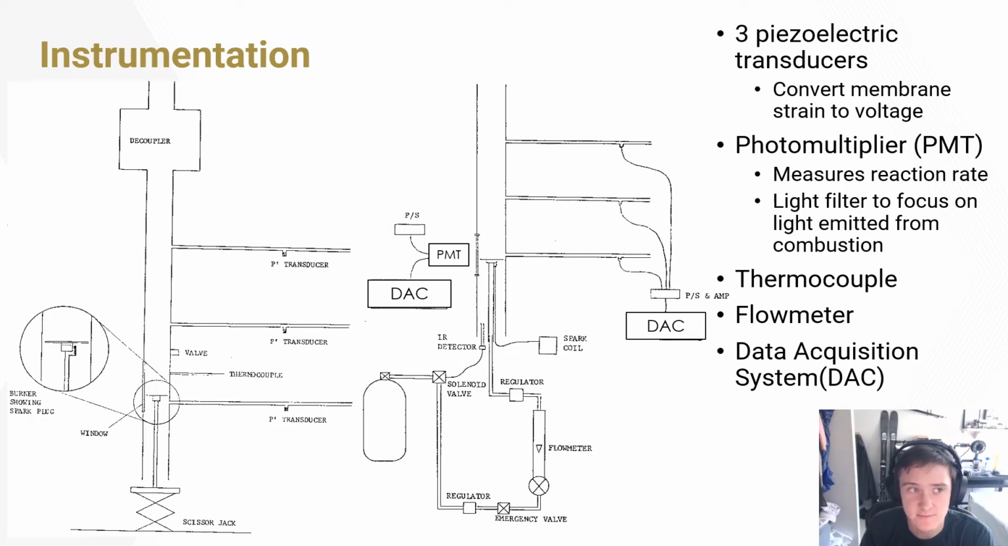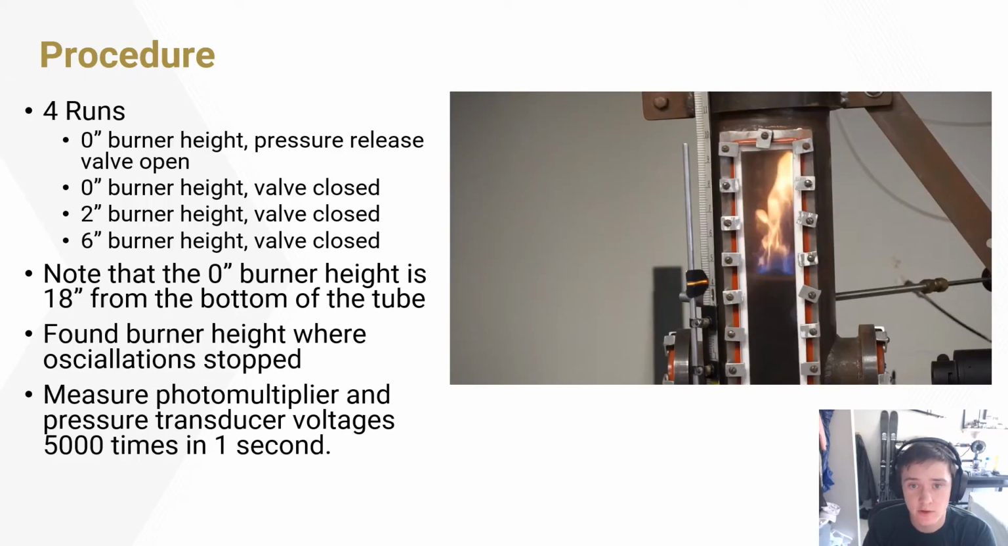This experiment was performed 4 times, first with the burner at the same height as the middle pressure transducer with the pressure valve release open. Then the valve was closed and the experiment was performed again. Then the same experiment was performed at burner positions 2 inches and 6 inches higher than the initial position. Finally, once the burner was raised high enough for resonance to stop, the burner was lowered again to find the height needed to restart the oscillations. Values from the transducers and photomultiplier were measured 5,000 times in 1 second in each case.